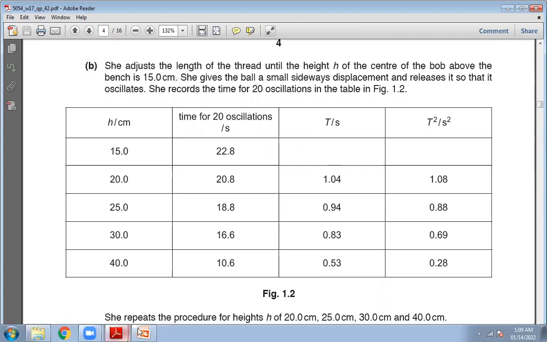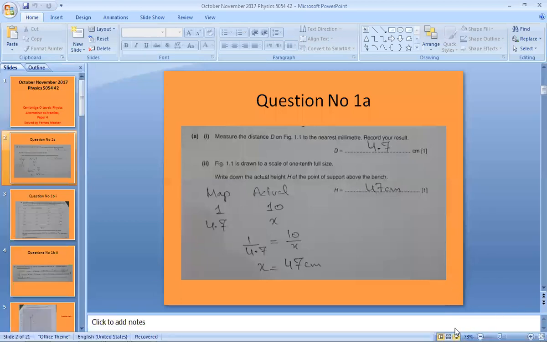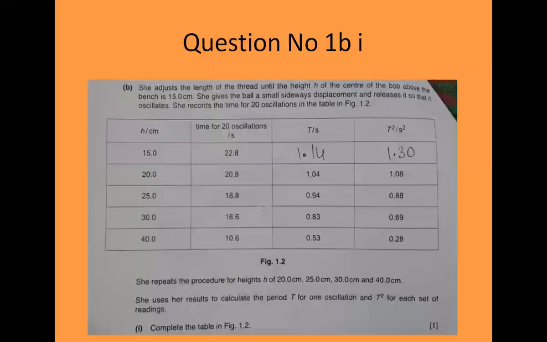So let me show you. I've done this on a paper. So here we go. When you divide 22.8 by 20, you get the time period for one oscillation, and that will be 1.14 second. And then you have to find the T square. So 1.14 squared, and that will be 1.30. So this is how you will do this. This is a 1 mark question.